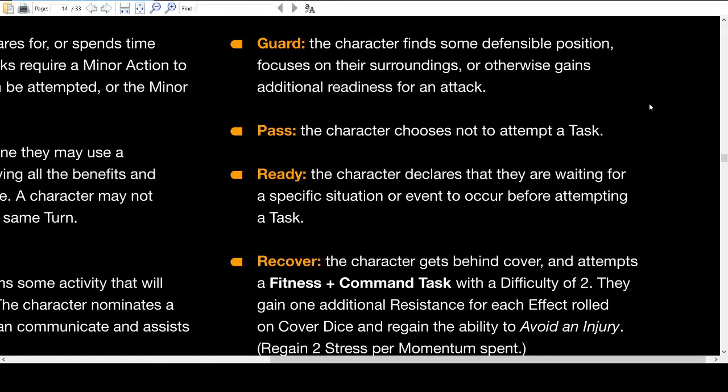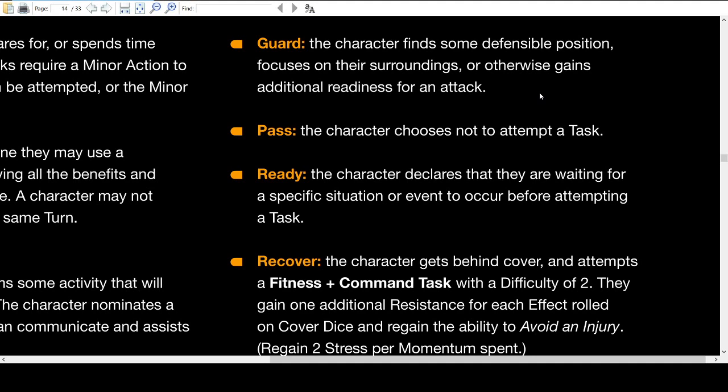Guard. The character finds some defensible position, focuses on their surroundings, or otherwise gains additional readiness for an attack. Again, no real benefit has been explained here of what it actually does. This may tie in more closely with the attack rules once we start reading about that. But as it is right now, this is an option, but has no meaning at the moment.